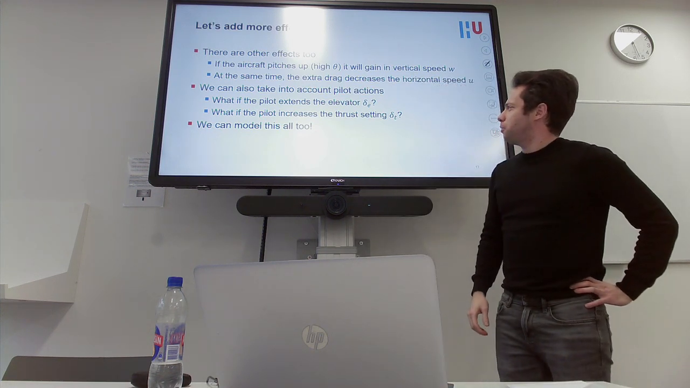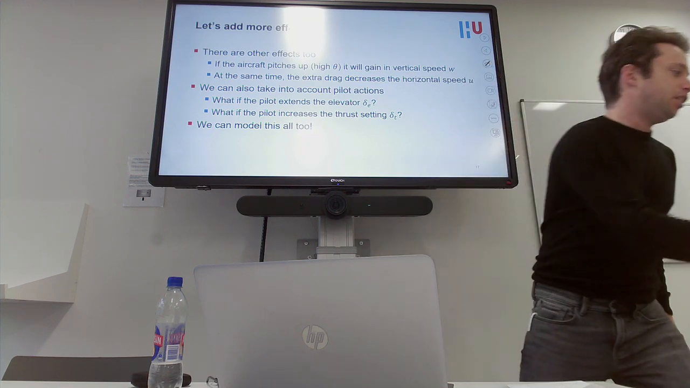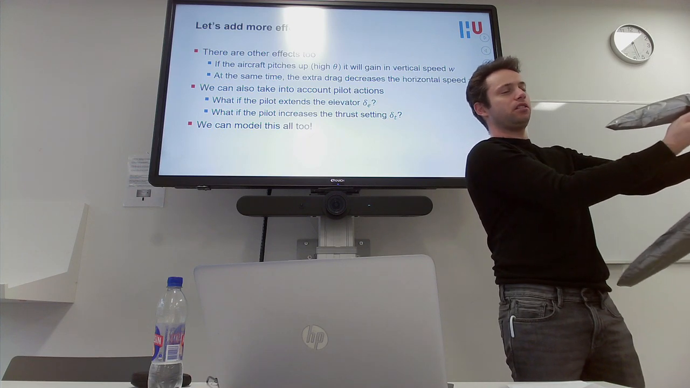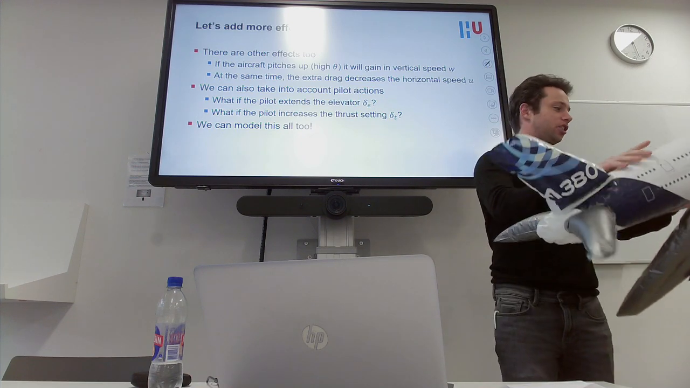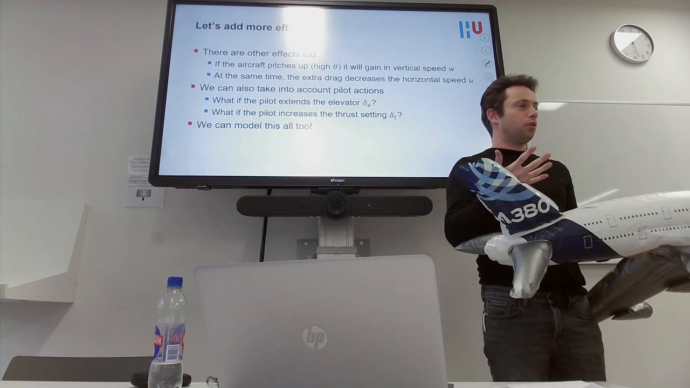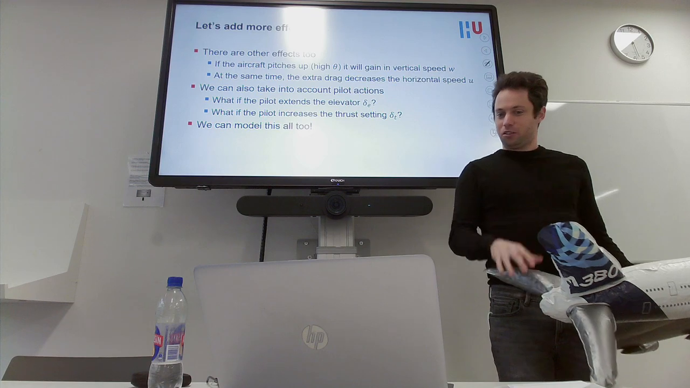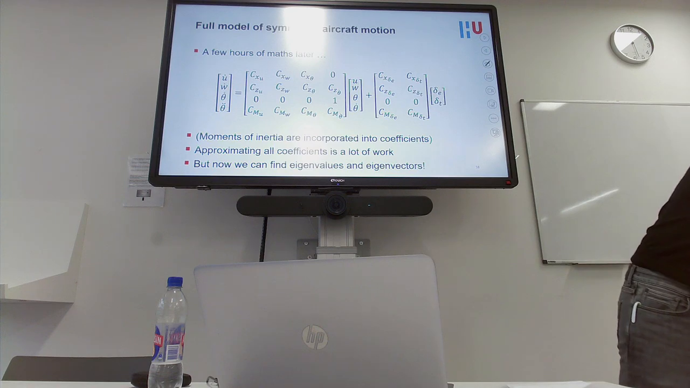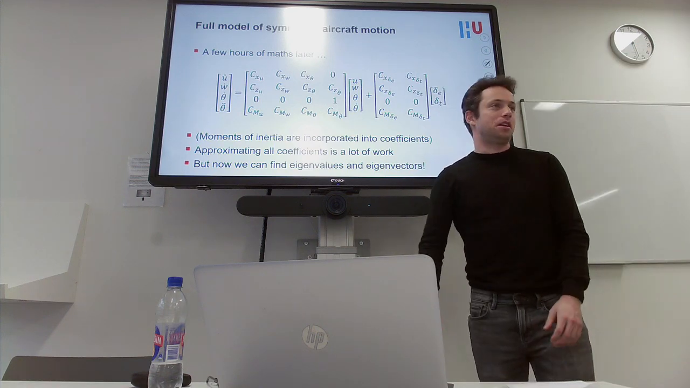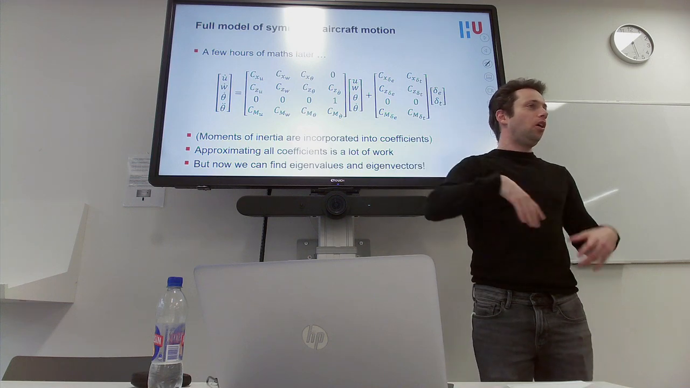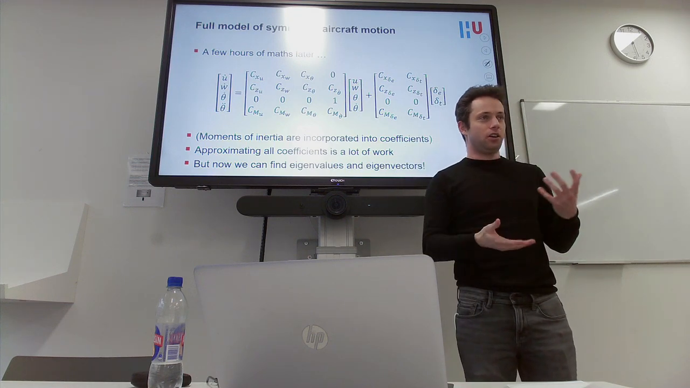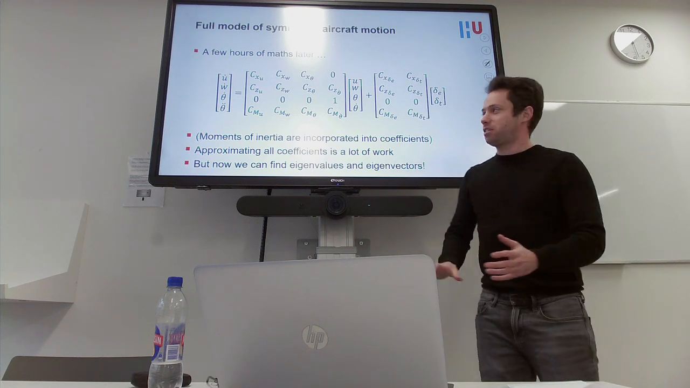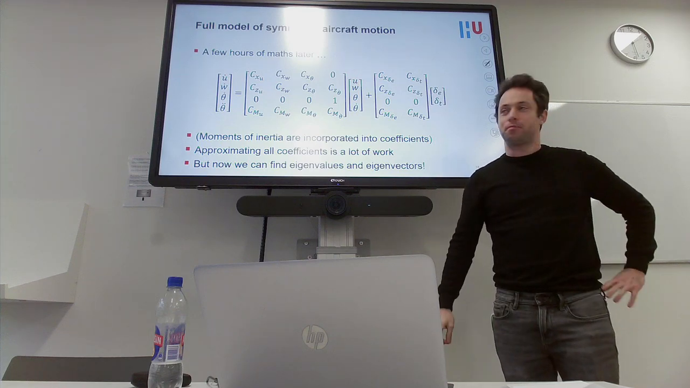And what we can also take into account is what the pilot does. The pilot has elevator settings. The elevators are like small flaps at the back of the tail wings. And if we deflect them, then we can rotate the airplane. And it also has thrust settings. We see the engines. If we give more thrust, we go forwards more. So we can also model that. And if we do that, a couple of hours later, we get this enormous state-space equation with a ton of coefficients. We can all determine them with physics. Each of these coefficients takes us half an hour to calculate. But after a while, we get this huge set of equations. And this is cool because this describes the entire motion of our airplane.